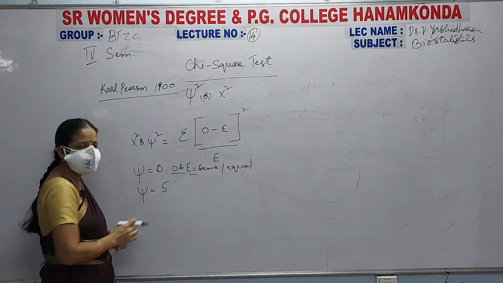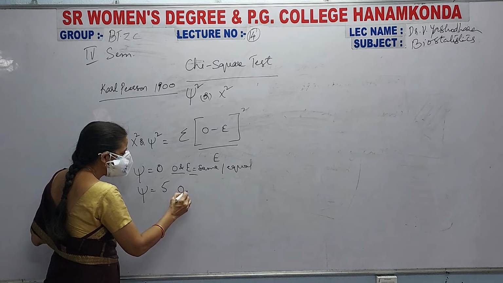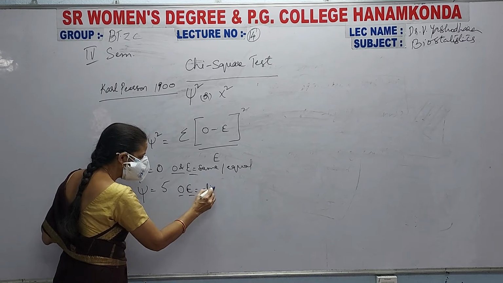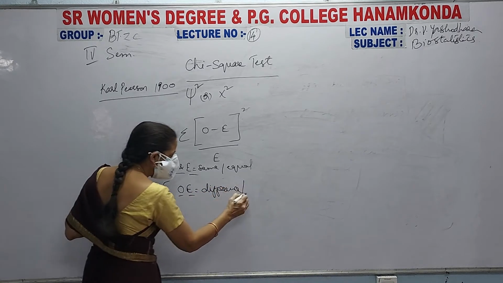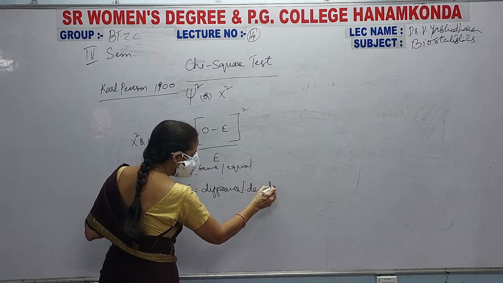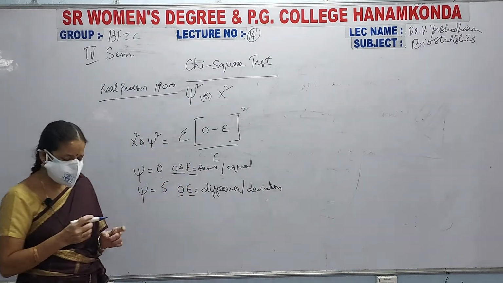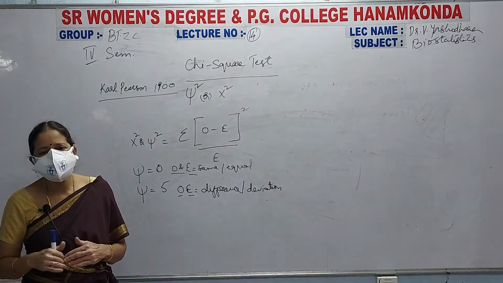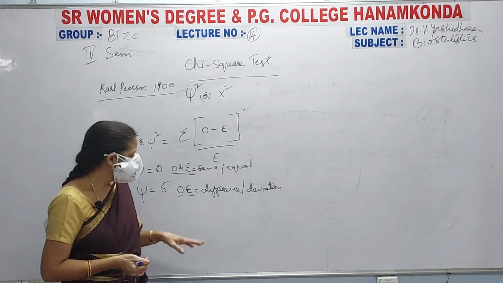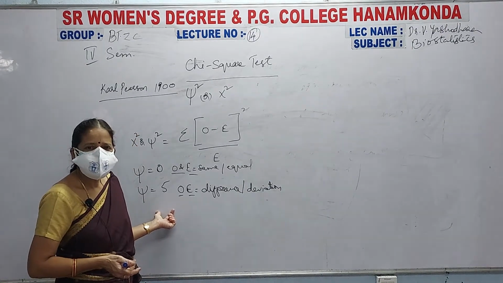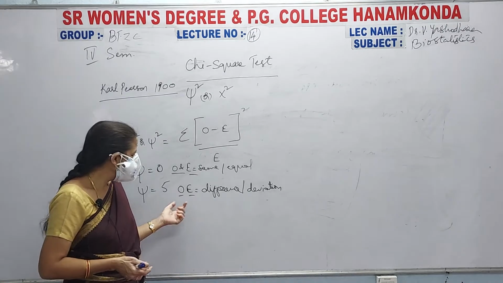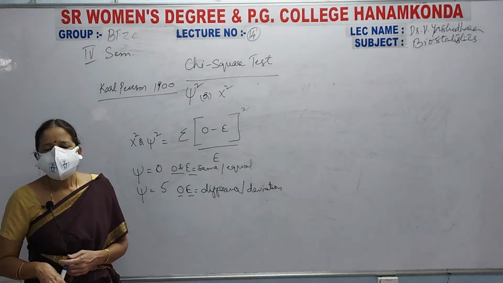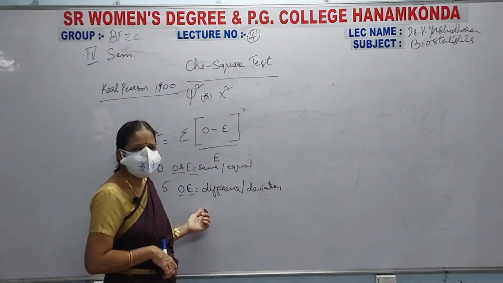Next, if psi is greater, then there is a difference between observed and expected ratios. They are not matching with each other and they have a difference, or you can call it a deviation. That means there is a deviation between observed and the expected values and they are not coinciding with each other. If psi is greater, that indicates that the expected and the observed values are not coinciding and there is a difference or deviation between them.